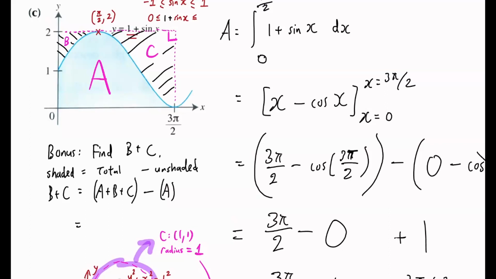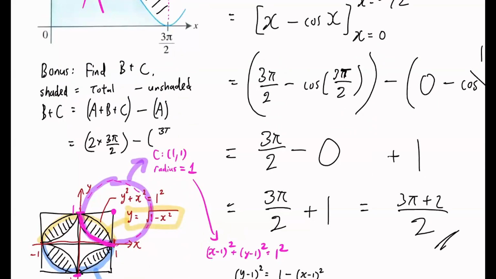Okay, so let me just fill in the blank here. It was length times breadth. Breadth is this, and minus away the answer we got just now, which is 3 pi plus 2 over 2. Simplify on your own. I'll leave it as an exercise.